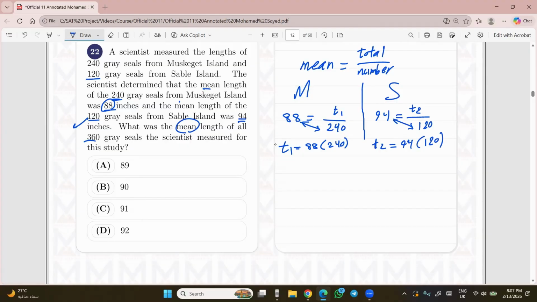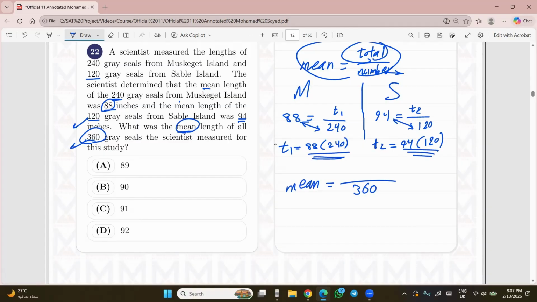And then the question asks about what? What is the mean of all 360? So we get back to the formula and write the mean is equal to the total over the number. The number of all the seals is 360. And then the total is the total of the totals, I mean this plus this. So write them down here, 88 times 240 plus 94 times 120.